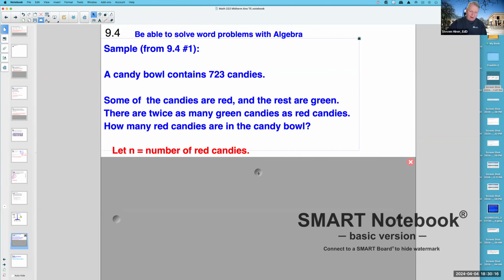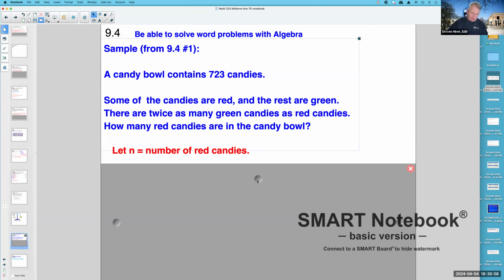You always want to start by creating a variable to represent something. So I said, let's let n be the number of red candies. You could say R for red, X if you want to use X, doesn't matter. We use n for number a lot. So there are twice as many green candies as red candies. So if red is n, green must be twice as many, so 2n. That's why I started with red. Now you could have said let n equal green, but then red would have to be a half n, which, just to avoid fractions, we probably don't want to do, but you could.